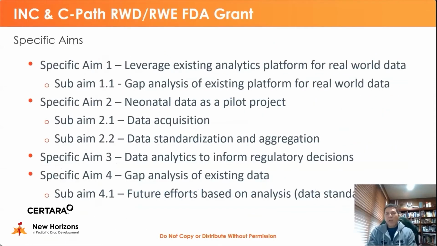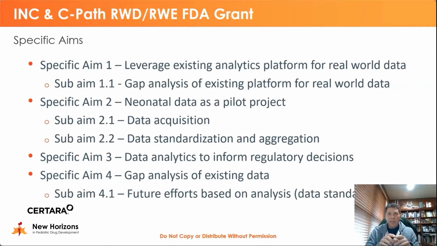Now, the grant opportunity was created from the FDA consistent with their efforts to make the most of it and really learn the usability factor around real-world data, and in this case, specifically for neonates. I'm listing on this slide the aims from the grant that we were fortunate enough at CPATH, in collaboration with the INC, to focus on over the next couple of years.